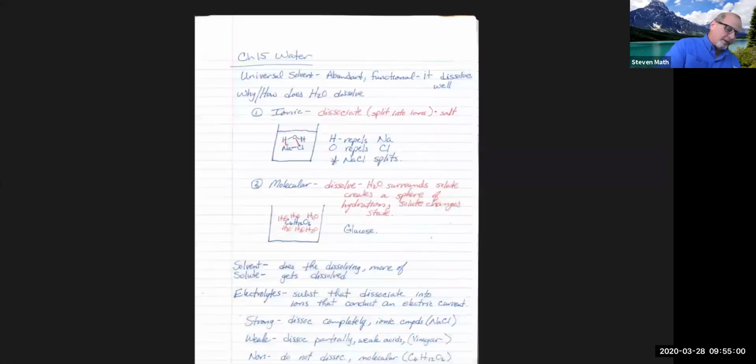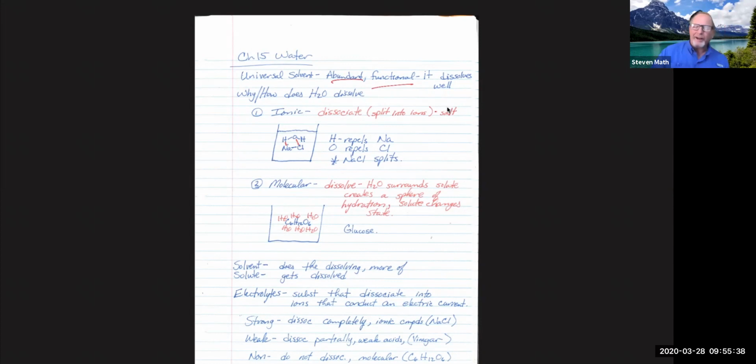Chapter 15 right here. So there's the notes screen. And we want to talk about water for a few minutes here because what we have is a universal solvent. That's why water gets its own chapter. What we're doing is we're moving into a unit now on solutions. Well, in order to have solutions, obviously, we have to have water. Most of the chemistry we've done is aqueous by nature. So why water? Water is abundant, it's functional, and it dissolves well.